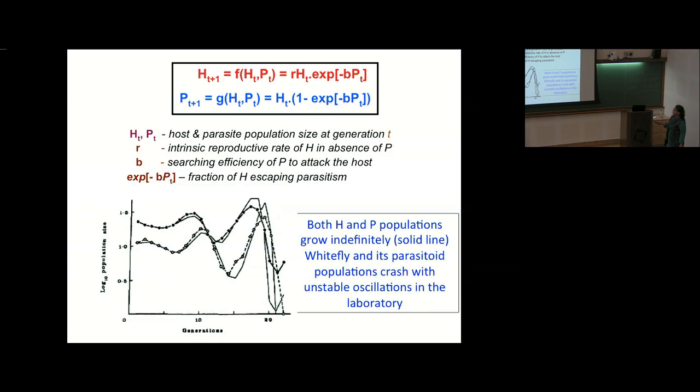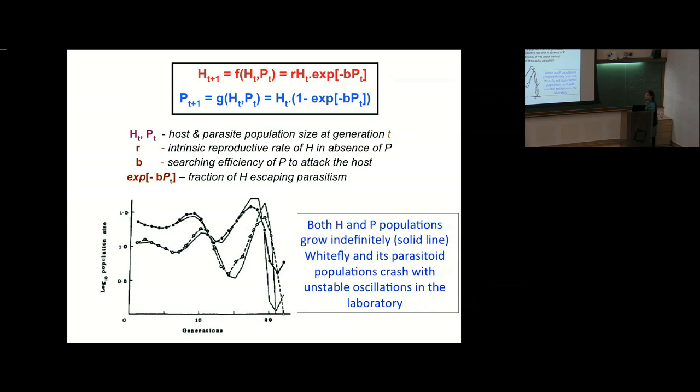The solid line is from the model. It shows some unstable oscillations, and then they keep going up. Whereas somebody did an experiment, and in the experiment they showed that the host and the parasite start together, but finally both of them go extinct. So obviously there's some problem with the model, that it cannot capture what you see in the experiments, because the model is showing runaway increase in population size, whereas the experiment is showing something completely different.